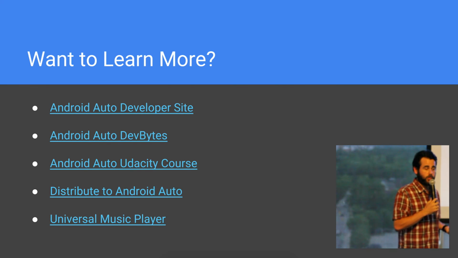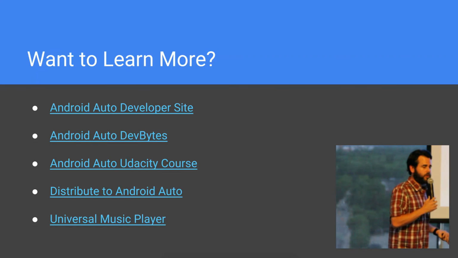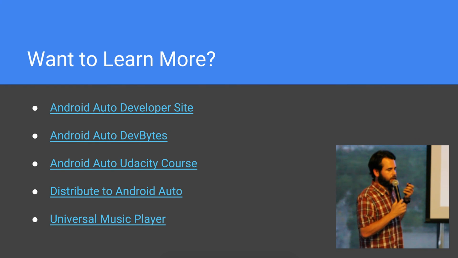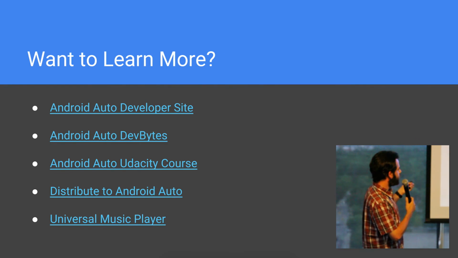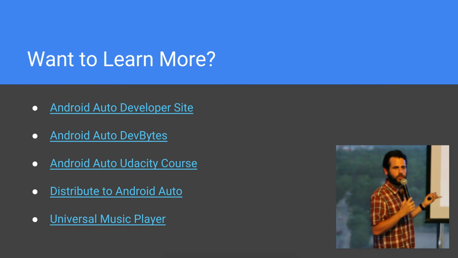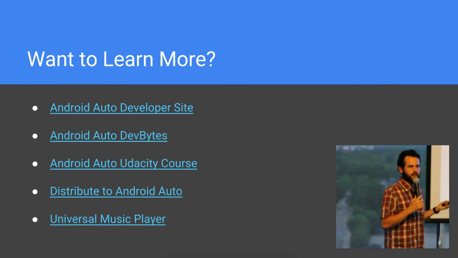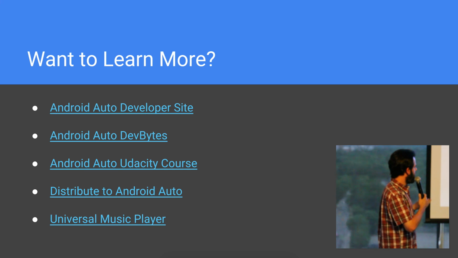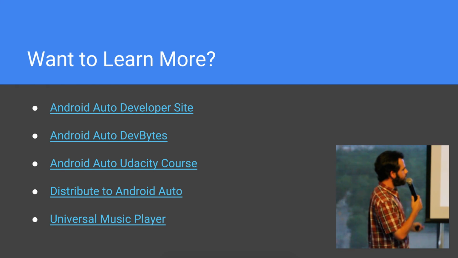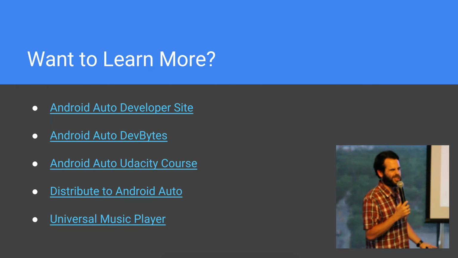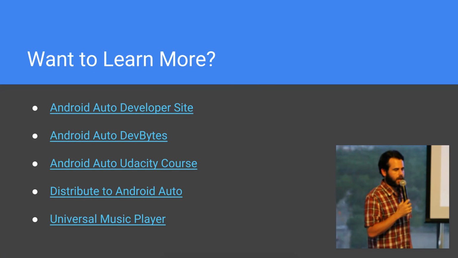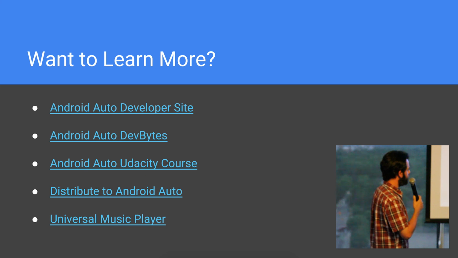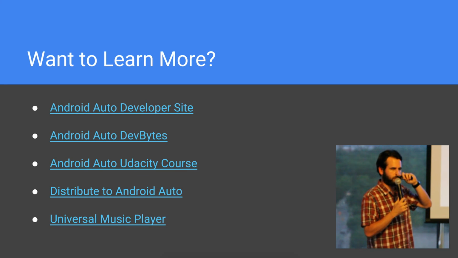So if you want to learn more, there's a lot of really good info. There's a bunch of links here. The basic developer site. There's a DevByte on YouTube. It's a couple years old, but the information is still pretty relevant. They just recently released a Udacity course on Android Auto. I think it's about 6 hours, and it's free. It looks pretty helpful. We've also got Distribute to Android Auto, which talks about the checklist and all that kind of stuff.